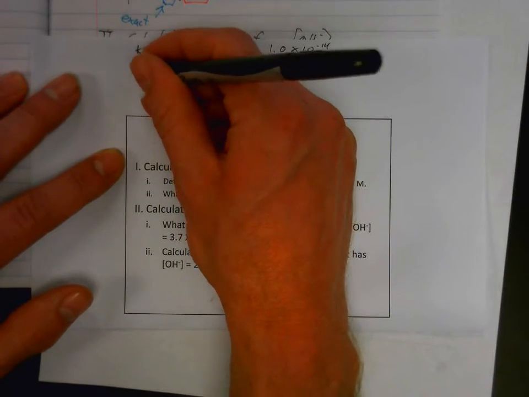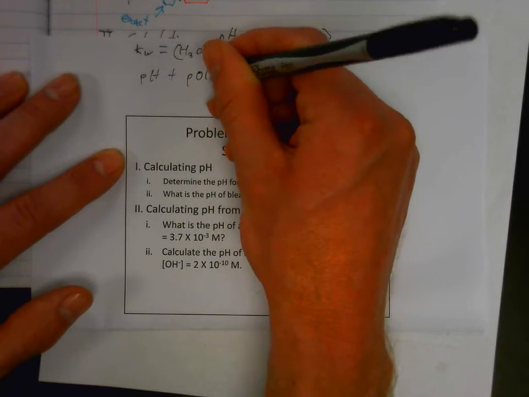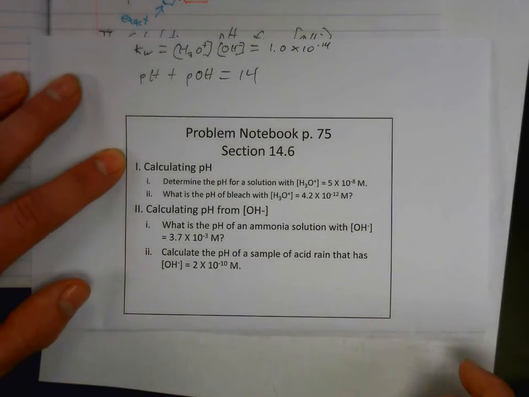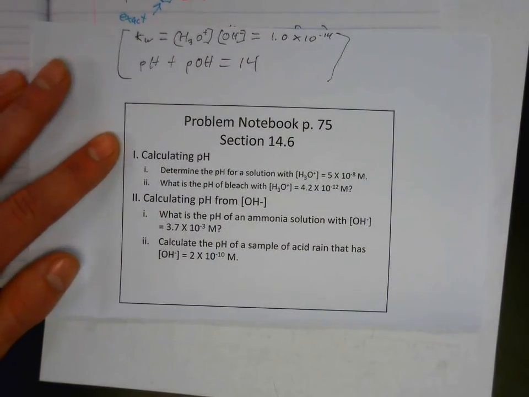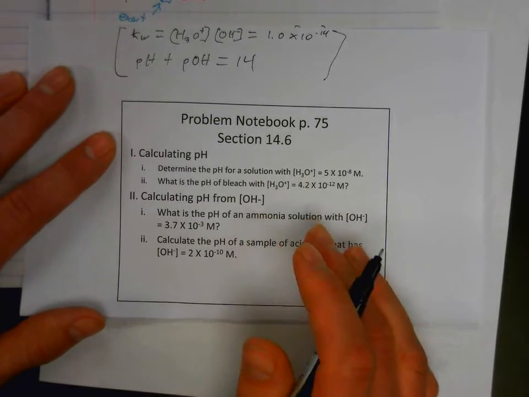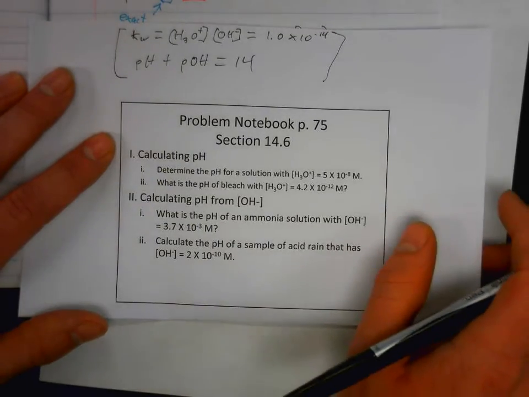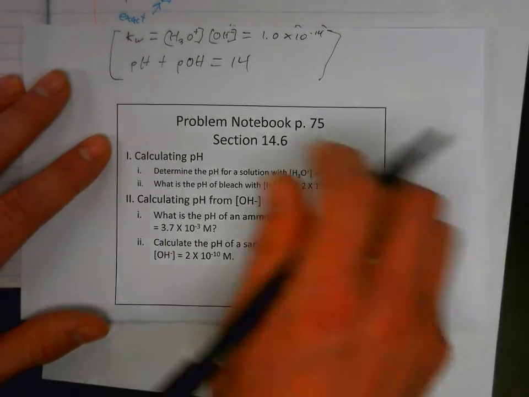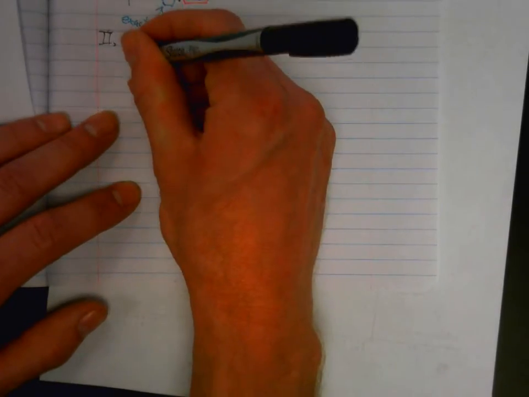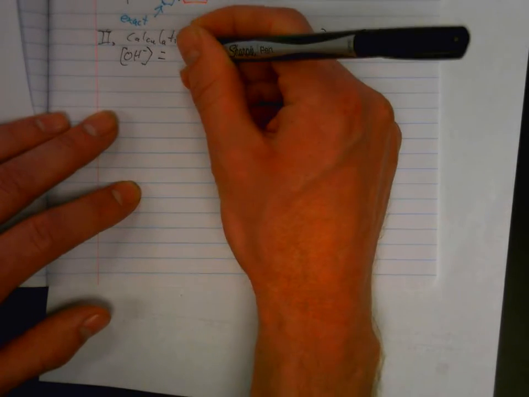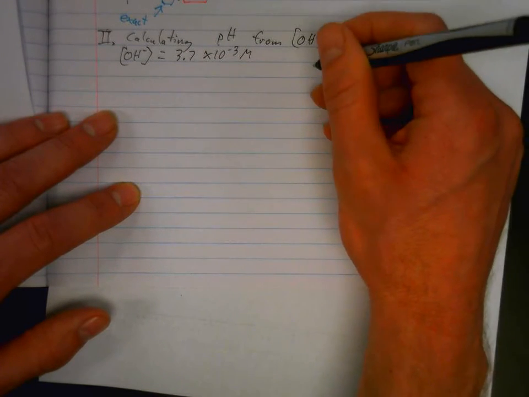We've also seen that the pH plus pOH is 14. So we can use these two equations to relate the OH and the pH. If we have OH minus, let me show you two ways to do this. One way is using the ion product constant of water. So we have OH, that's 3.7 times 10 to the negative third molar. We want the pH.